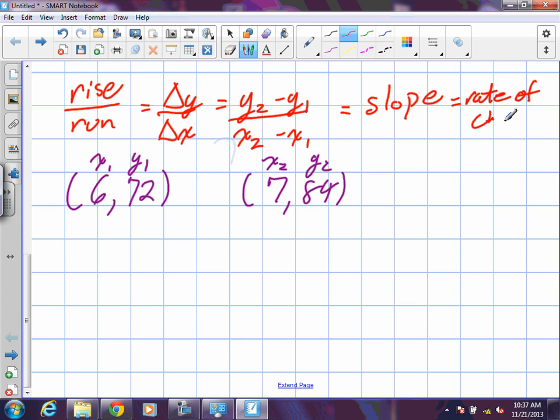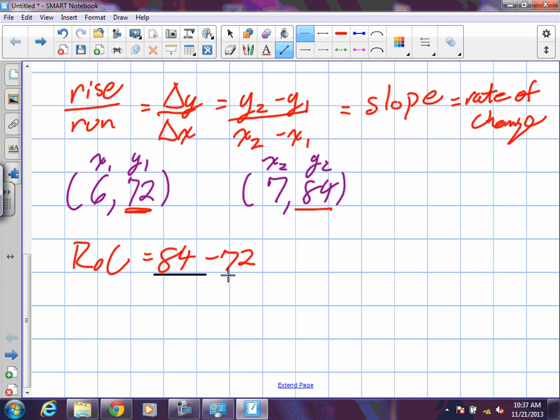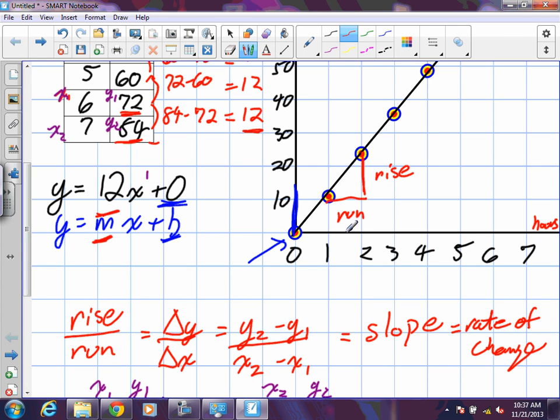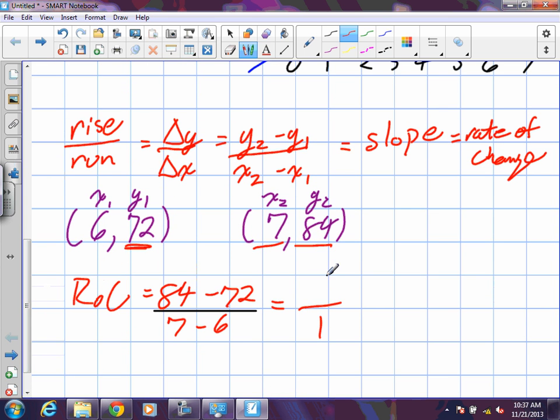So our rate of change, I'm going to call it ROC, rate of change, is equal to y2. Which one is y2? What's the value? 84. So 84, subtract y1, which is 72, divided by, what is our x2? 7 minus 6. And we said the run was what value? 1. 7 minus 6 is 1. And what was our rise? Yeah, remember it was 12 when we subtracted here. And 84 subtract 72 is 12. In other words, 12 divided by 1 is 12. This is our slope. It's also the rate of change. All of these things are equal with a linear equation.